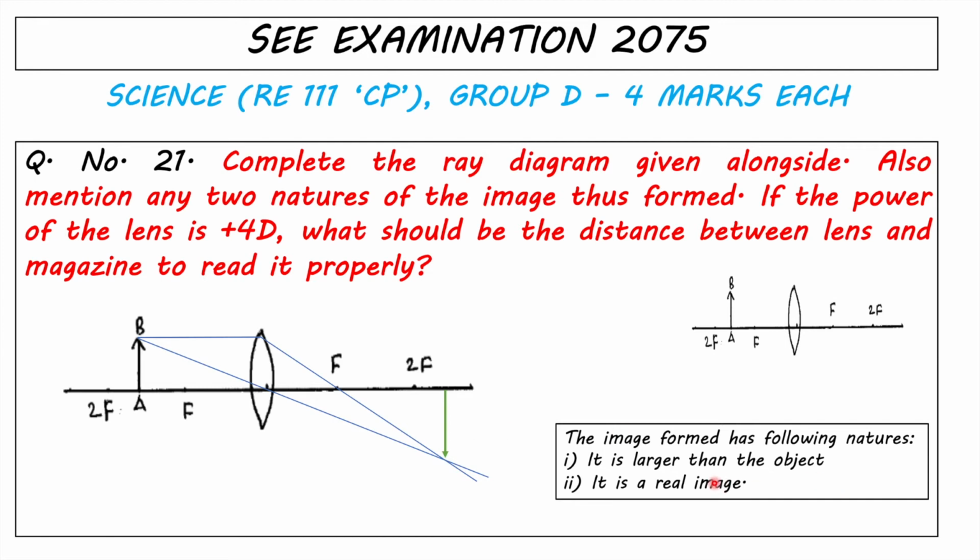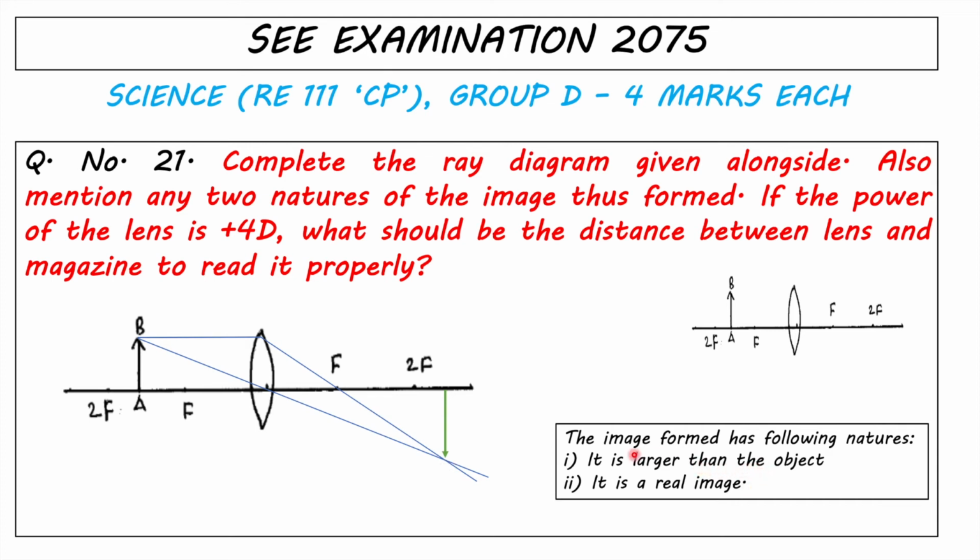The first, the obvious one, is that it is larger than the object. We can clearly see that in the ray diagram. The other one is that it is a real image, which means it can be produced on a screen. The other obvious one would also be that the image is inverted. The object is upright, and the image has been inverted. So you could write any of those 3. I've opted to write these 2 here.